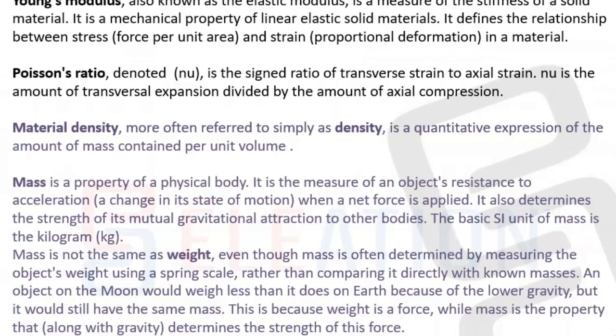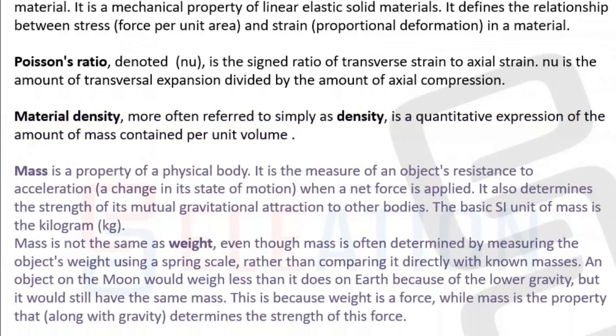Material density, more often referred to simply as density, is a quantitative expression of the amount of mass contained per unit volume. Mass is a property of physical body. It is measure of an object's resistance to acceleration, a change in its state of motion when a net force is applied. It also determines the strength of its mutual gravitational attraction to other bodies. The basic SI unit of mass is kilogram.